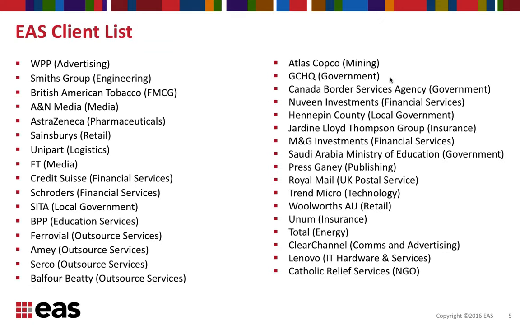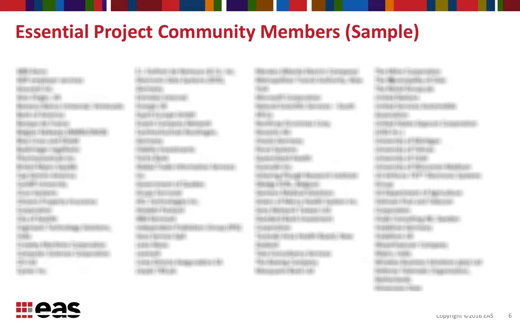In terms of our client list, we've got lots of global clients. Here's some of them. Big companies, BAT, AstraZeneca, Lenovo, Catholic Relief Services in Baltimore, various large companies we work with. In terms of the Essential project community members, these are people that aren't EAS's clients, but are Essential project users. You're in the company of some major companies, as you can see there. That list shows you who uses Essential, and we get that based on people that use the community, people that register with the community, people that keep coming back to the website. So we've got lots of global organizations using this.